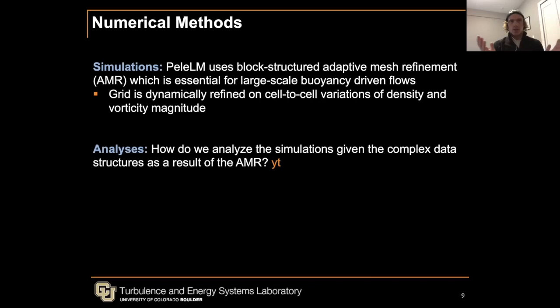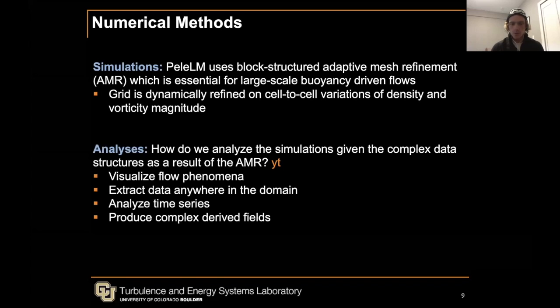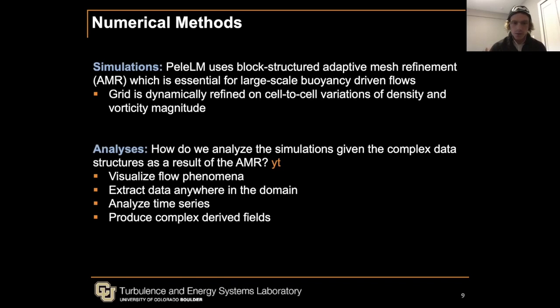Actually, a lot of the analyses that we have done in the past relied on uniform grids. And then whenever we finally said we need AMR to actually do this, we had major issues figuring out how to even deal with the data sets. And so yt was our solution. It gives us such a versatile repertoire of methods to extract data, as everyone here knows.